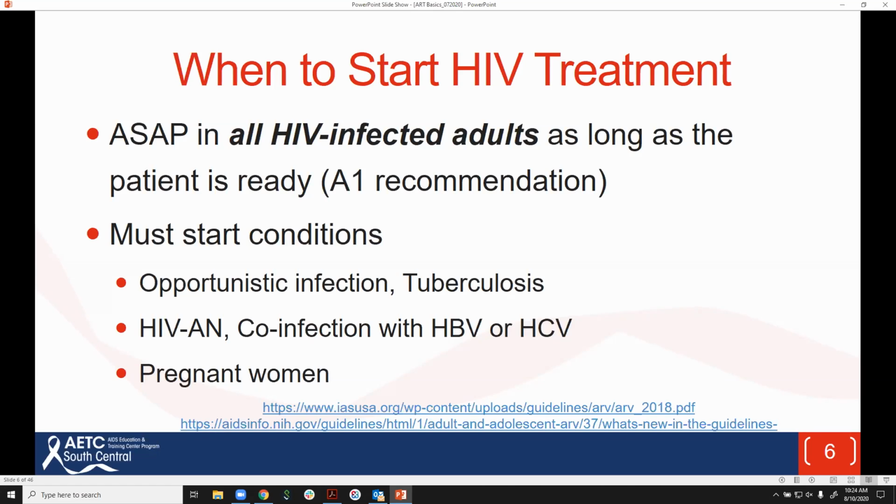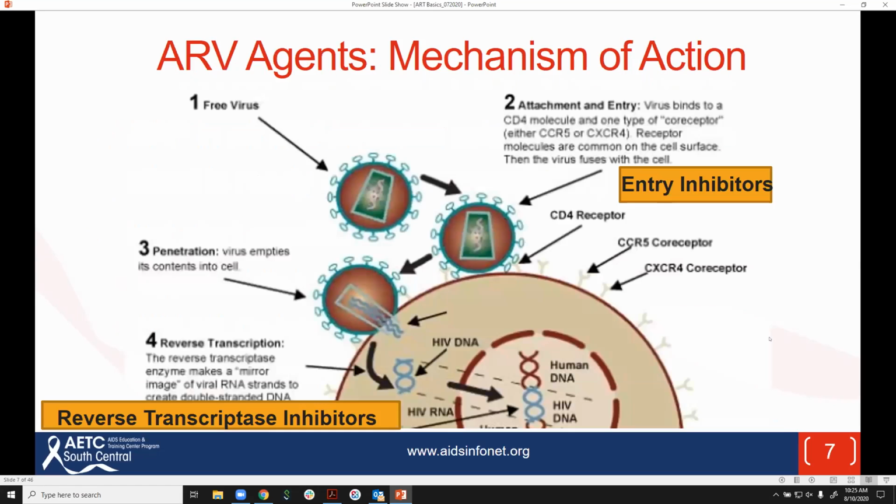So if someone has stage 3 HIV, right, they have an active opportunistic infection, including tuberculosis. If they have an HIV-associated nephropathy, and that's direct kidney disease from HIV replication, or co-infection with hepatitis B and C, because liver disease progresses more quickly in patients with uncontrolled HIV, and then pregnant women, both for herself and also to reduce the vertical transmission of HIV. So everyone as soon as possible.